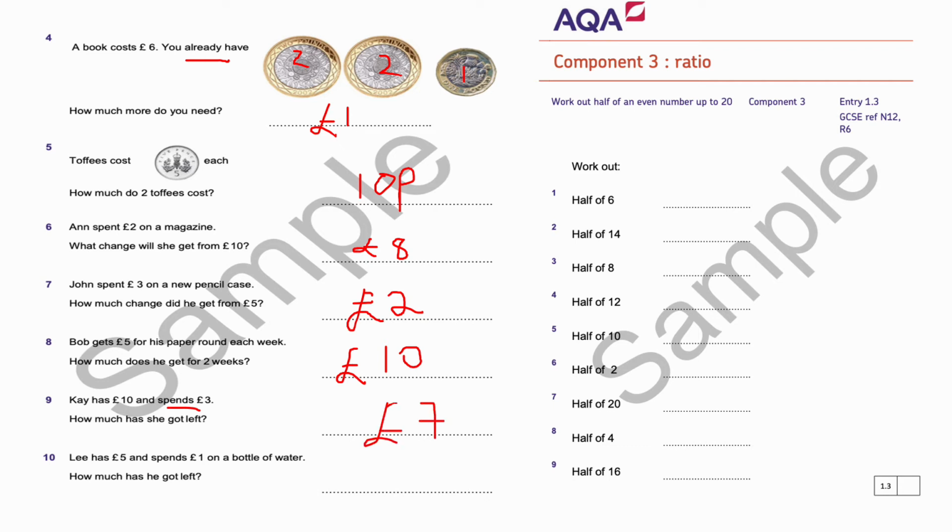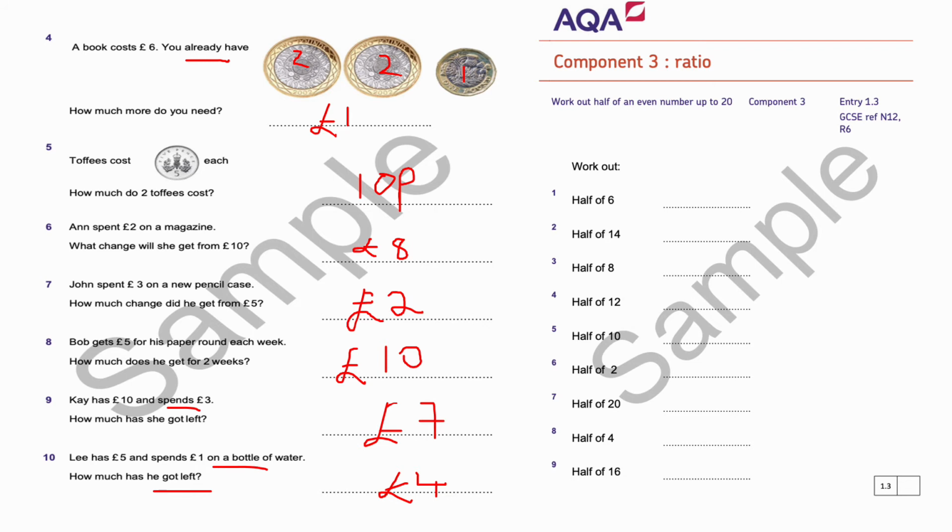Okay. This is question number 10, guys. Lee has £5 and spends £1 on a bottle of water. How much does he have left? He will have a total of £4. Okay. This is the next section, component 3, looking at ratio.